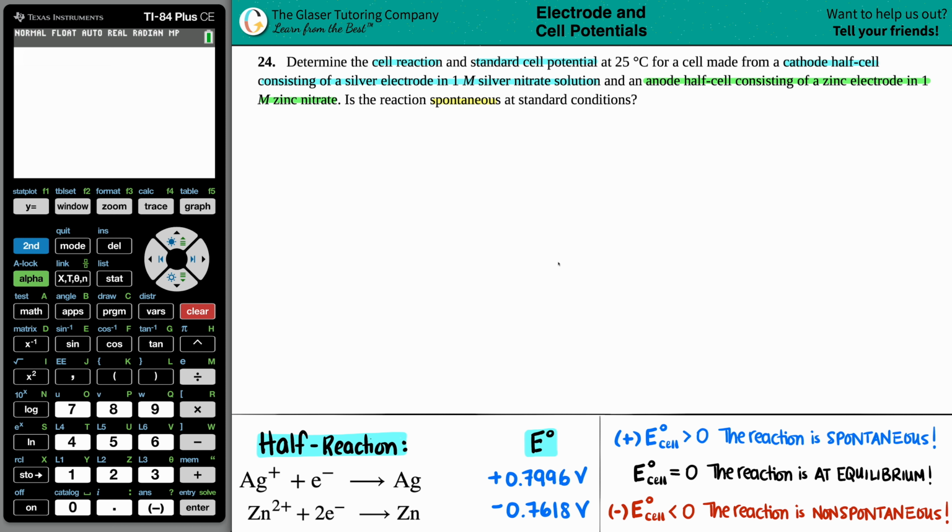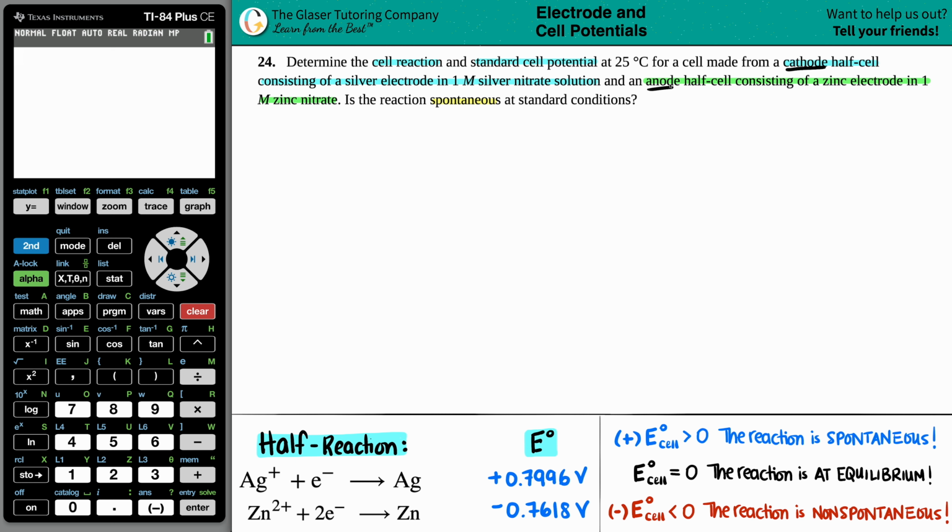Okie dokie. So, seems like we have to do a couple of things here. They want us to write out some type of cell reaction, aka a balanced equation. They want us to find the standard cell potential and whether it's spontaneous or not. So, the first thing here is, what are we going to do? Let's see. Well, they give us a little hint. They do say that we're dealing with cathodes and anodes.